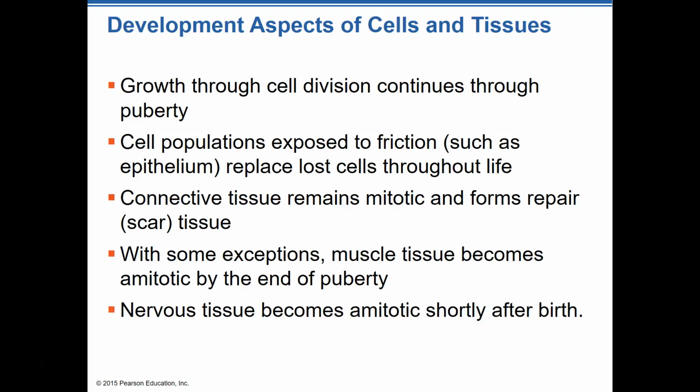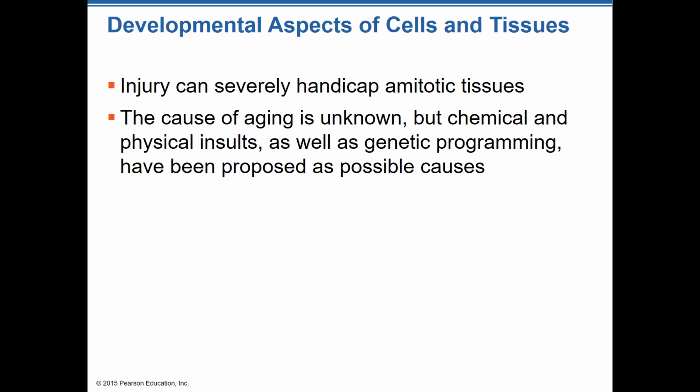Connective tissue remains mitotic and forms repair tissue or scar tissue. So some of that connective tissue doesn't heal well. Muscles become amitotic by the end of puberty. And nervous tissue becomes amitotic shortly after birth. So we kind of have what we have with them, and it doesn't change a whole lot.